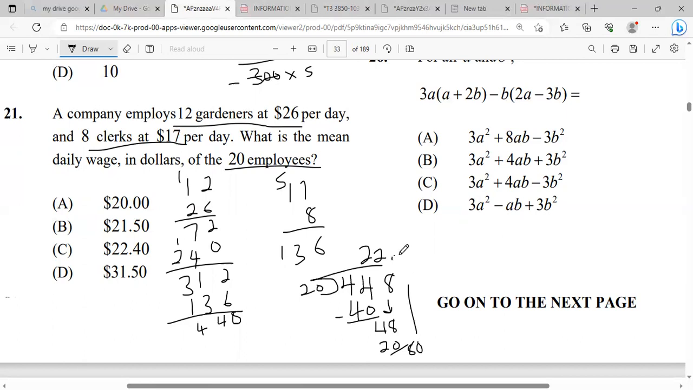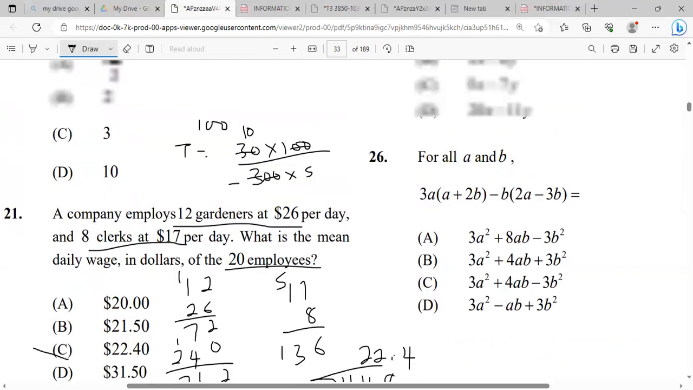Guys, you can do long division, right? And then that goes 4 times. So clearly we can see that it's $22.40.